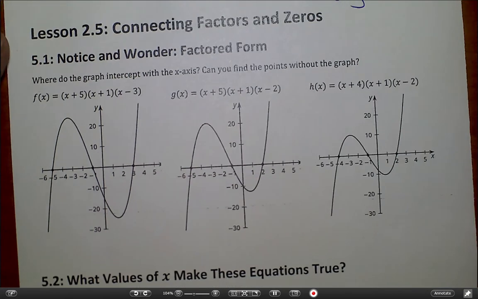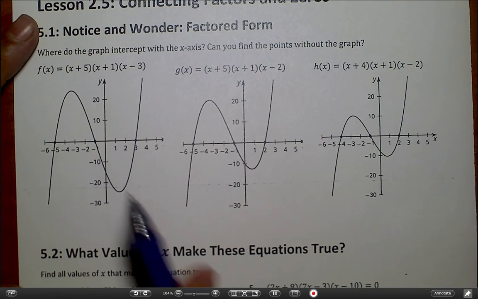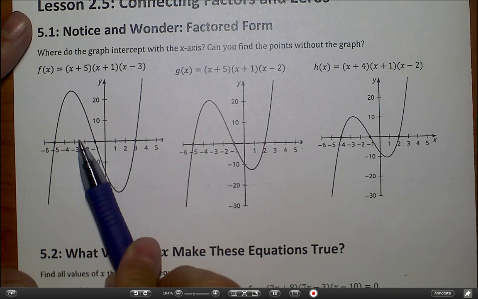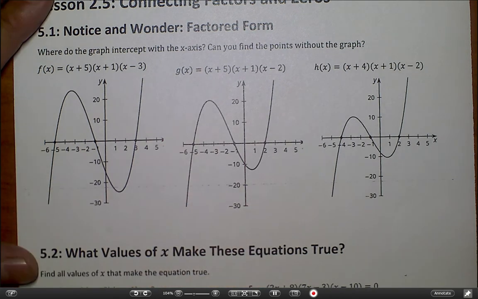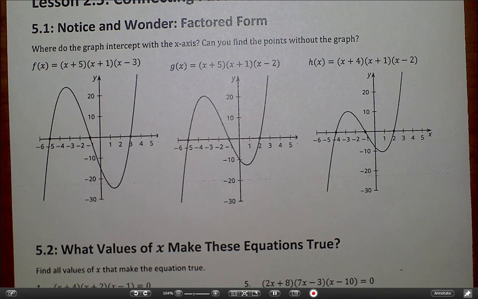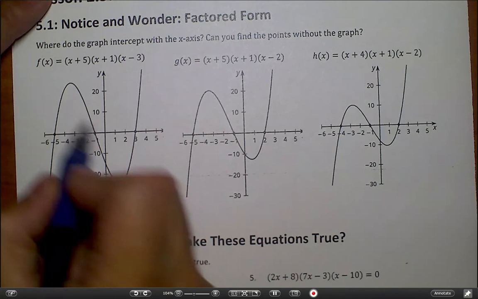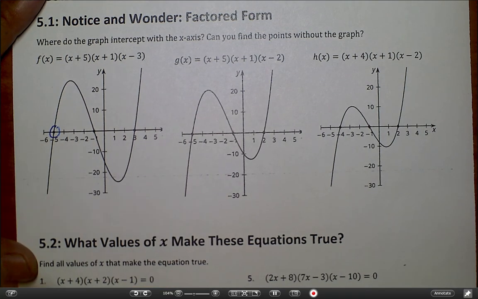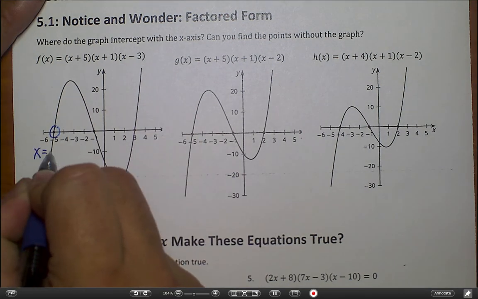On 33 here, if you guys notice, this one right here is the graph that we did in the warm-up. Okay, so now watch this. I'm going to show you guys a neat little trick that goes along with this. And this is going to be the basis of everything that we're doing coming up. So I'm teaching it from a graph. So we know that x is negative 5, right? Okay, so I'm going to write x equals negative 5.